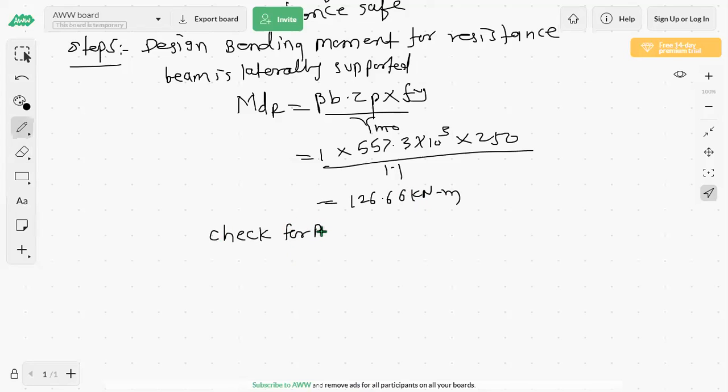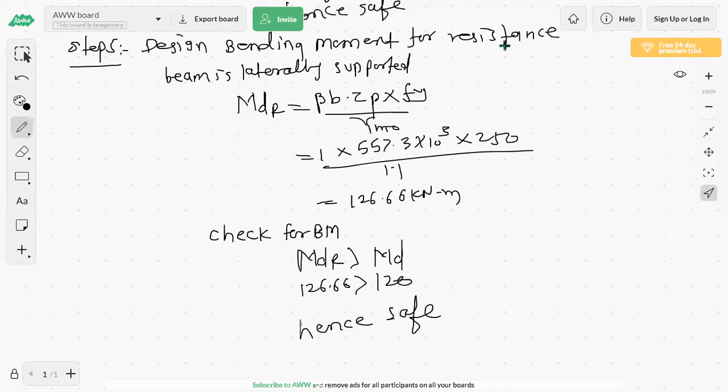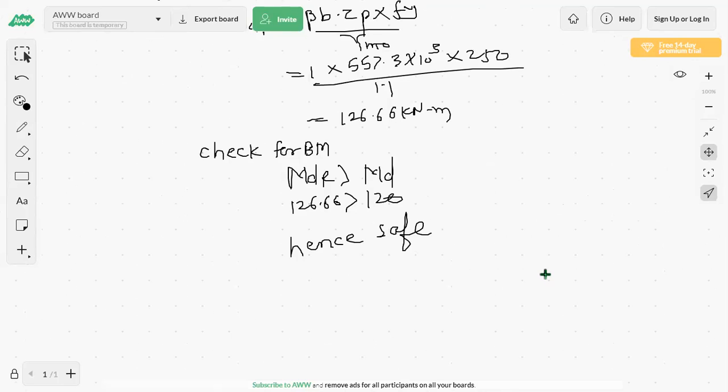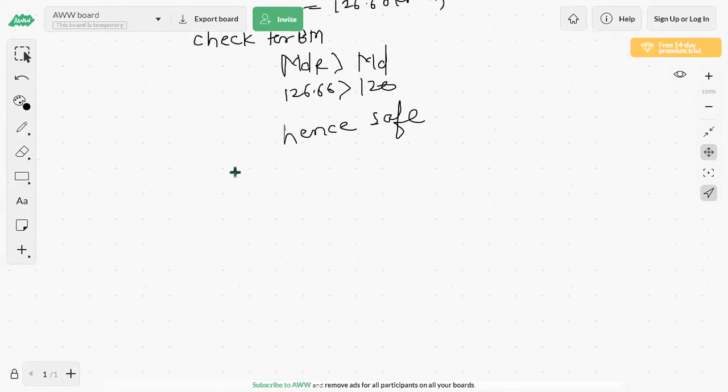So here, check for bending moment: MDR should be greater than MD. MDR is 126.66 and MD is 120. So hence safe. Correct? Hence safe.